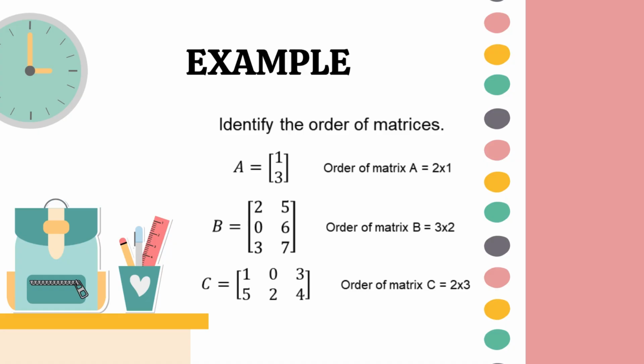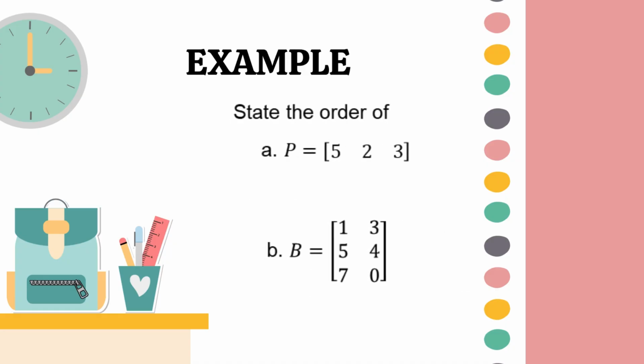To identify the order of a matrix, you count the number of rows and columns it has. The order is written as row times column. For example, for matrix A, the answer is 2 by 1, matrix B, 3 by 2, and matrix C, 2 by 3. This tells us the shape and size of the matrix.